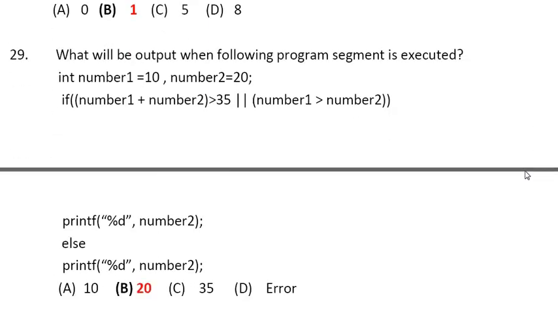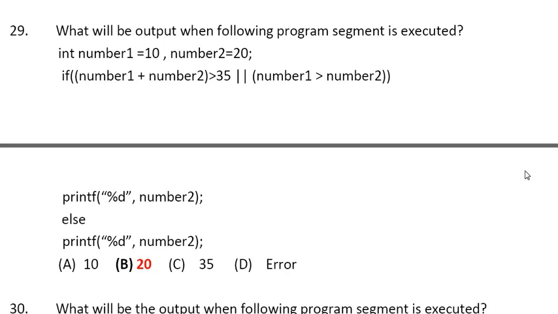29th, what will be the output when following program segment is executed? int number1 = 10, number2 = 20; if ((number1 + number2) > 35 || number1 > number2) printf("%d", number2); So the answer is 20.